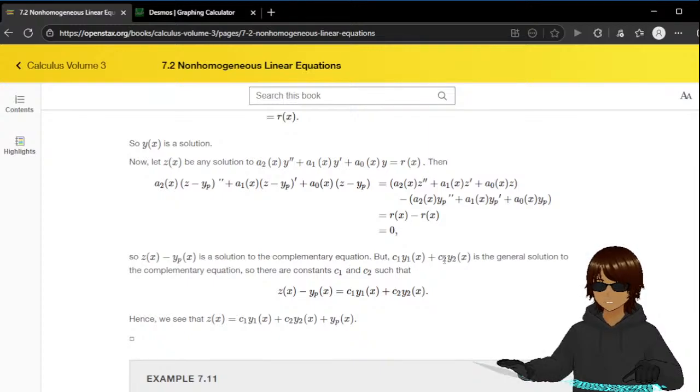C1 y1 plus C2 y2 is a general solution to the complementary equation. So there are constants C1 and C2 such that we have this. Hence we see that z of x is equal to C1 y1 plus C2 y2 plus yp.